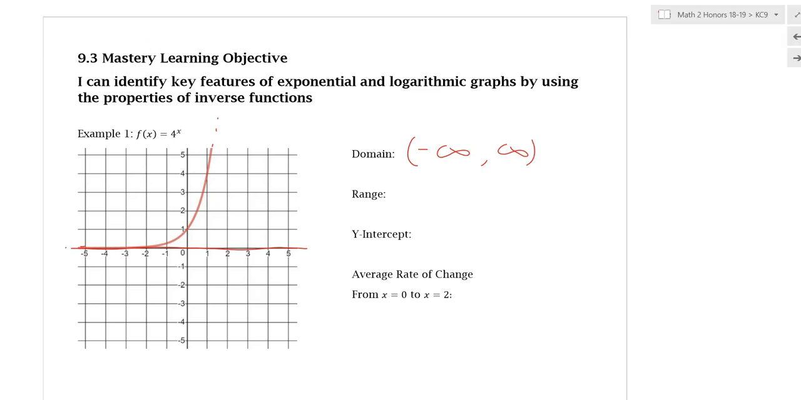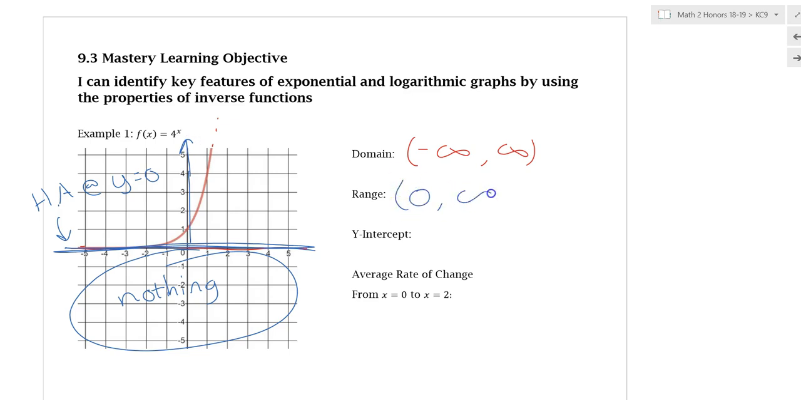Our range, on the other hand, does have this fence, this horizontal asymptote here. So if you notice, there's nothing down here. So this whole part isn't part of the range. Our range starts here at 0 and goes up from there. So our range for this one starts at 0 and goes up to infinity, and that's it. Okay, it has nothing down there.